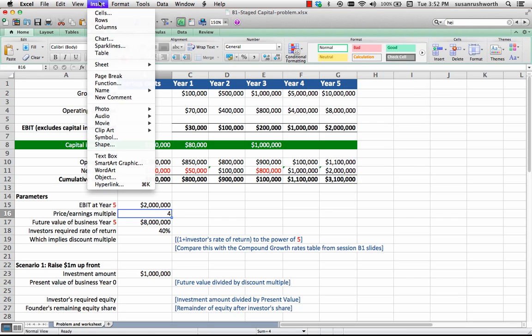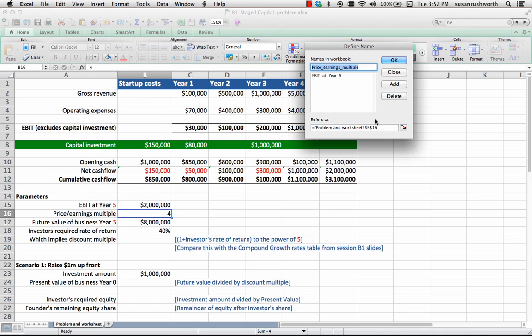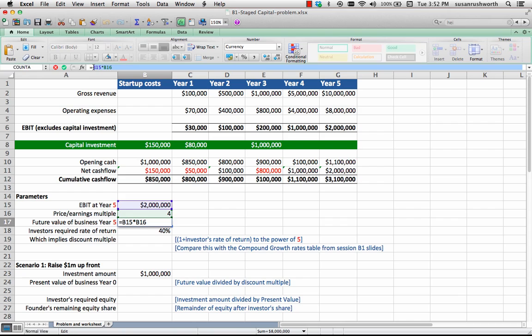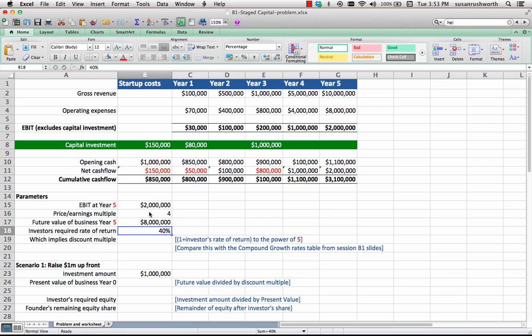I'm also going to name the price earnings multiple. And you can see that if you multiply those two together, you get the future value of the business. Let's make that a formula that uses those names so it's clear what it means: EBIT at year 5 times price earnings multiple. Future value of business at year 5, $8 million.